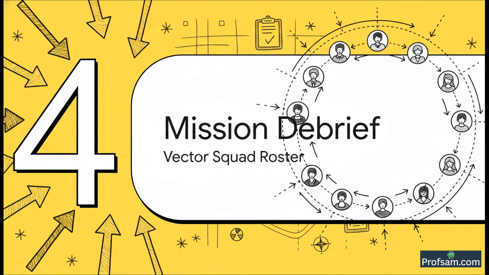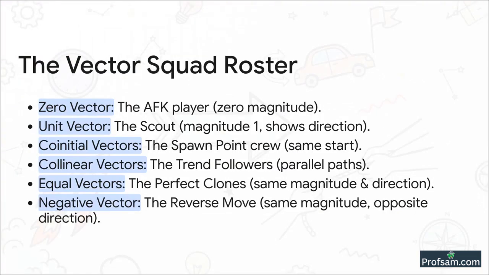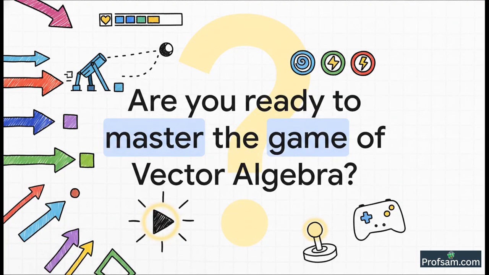Fantastic work. You've now met the entire team. Let's just do a quick mission debrief to make sure you remember everyone on the roster. So let's run through our squad one last time. We have the 0 vector, our AFK player, the unit vector, the scout who just shows direction, the co-initial vectors, the crew at the spawn point, the collinear vectors, our trend followers on parallel paths, the equal vectors, the perfect clones, and finally, the negative vector, the one with the reverse move. That's our team. And there you have it. Now that you know all the players and their special abilities, you have the foundation for everything that comes next.